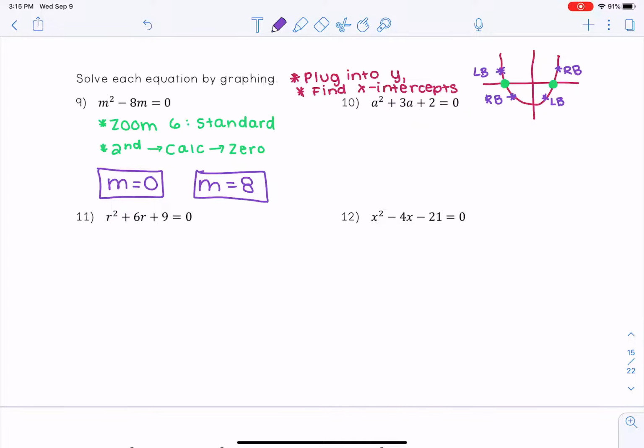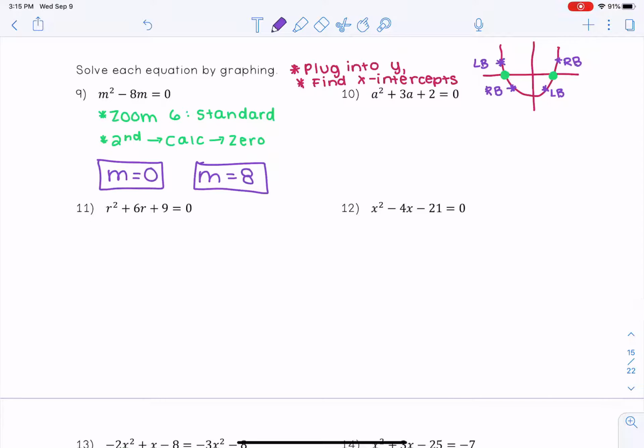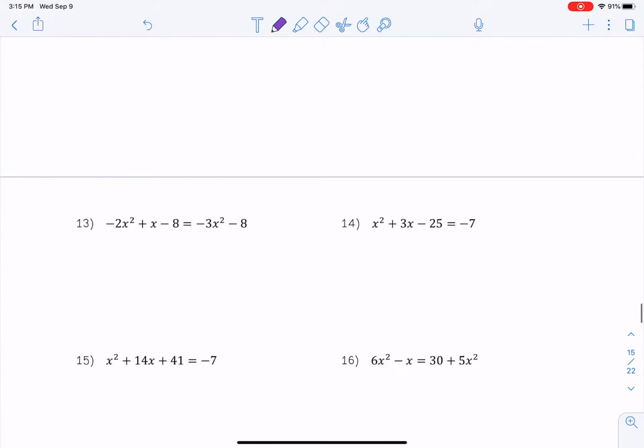The same thing goes for the rest of these. So this one you should get a equals negative 1, a equals negative 2. So make sure you know how to do this on your calculator because it works very well and it's a really easy way to find your answer. So I would go through and check these.